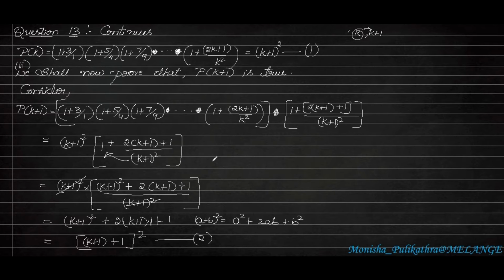So when we compare equation 1 and 2, see here, equation 1 is (k plus 1) whole square. So this holds true for P of k. This (k plus 1) whole square holds true for P of k. In the same way, in the place of k, k plus 1 comes after the simplification. So (k plus 1) whole square holds good for P of k plus 1. So thus P of k plus 1 is true whenever P of k is true. So if P of k is true, then P of k plus 1 is also true whenever P of k is true. Thus we have to write the conclusion.